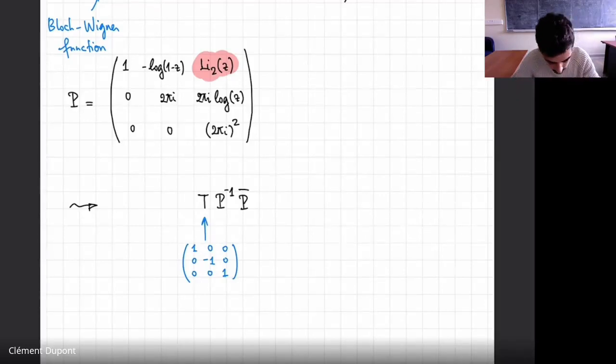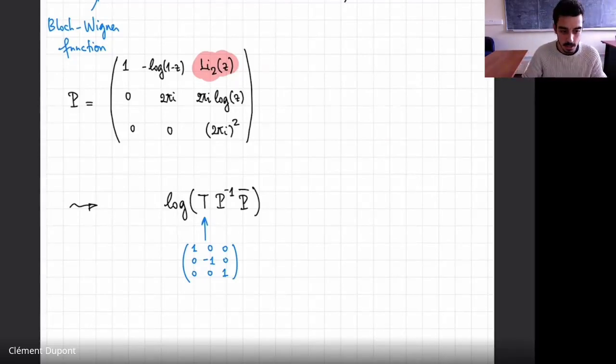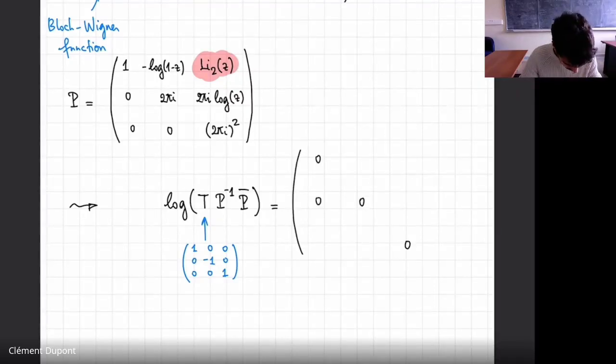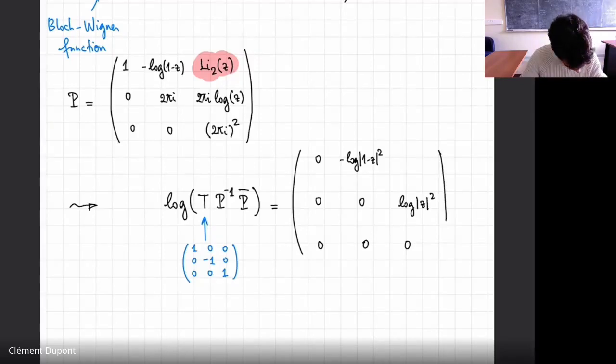And now, since this is a unipotent matrix, you can take the log of this. Oh, sorry, the log of the matrix. It doesn't change much about the coefficients that appear in the matrix. It's just nicer. And maybe if you ask me a question later, I can try and explain why this logarithm is actually important. And here you get a matrix which is now nilpotent. Let me multiply by 1/2 just for simplicity. You see minus log modulus of 1 minus z squared, log modulus of z squared, which is what we're used to, and then you see 2 times i times the Bloch-Wigner function in the corner.